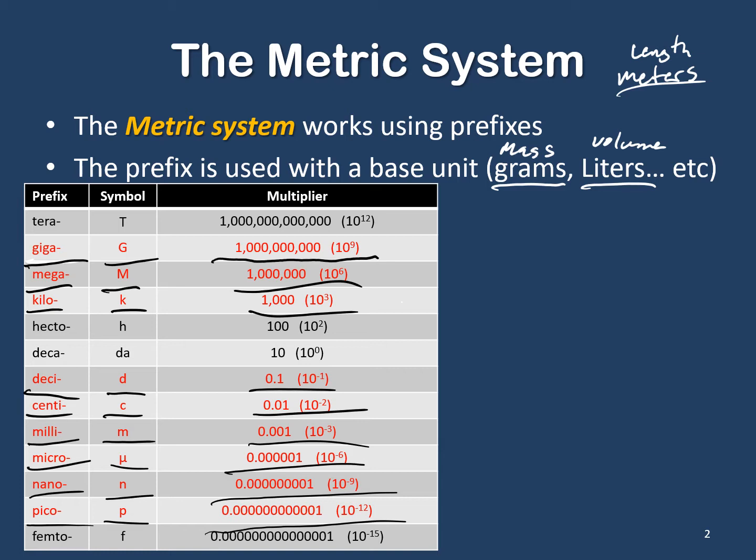I won't provide these multipliers to you. I won't provide the symbols for you. You need to be able to recognize them. The other ones, if I do use them, I will give you some information about them so that you know what's going on. So again, the ones in red need to be memorized.